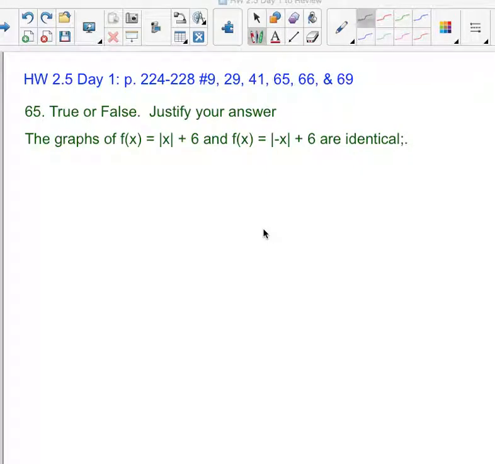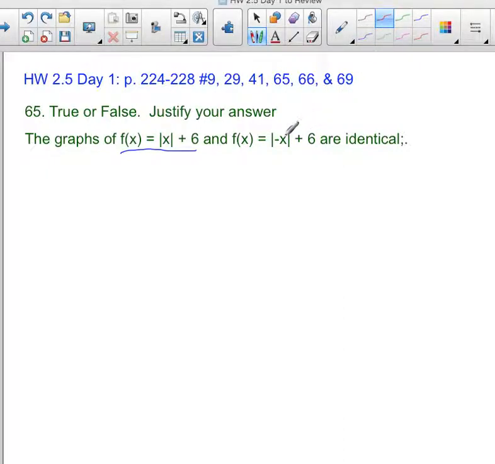Problem number 65 from homework 2.5, day 1. It's a true or false question, and it says the graphs of f of x equals the absolute value of x plus 6 and f of x equals the absolute value of negative x plus 6 are identical.